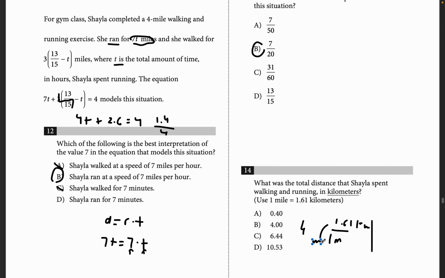And these miles cancel out. Then 4 times 1.61. I mean, just off of estimate, it's going to be this. Yeah, it is. If it was choice D, it would have to be over 2 times.